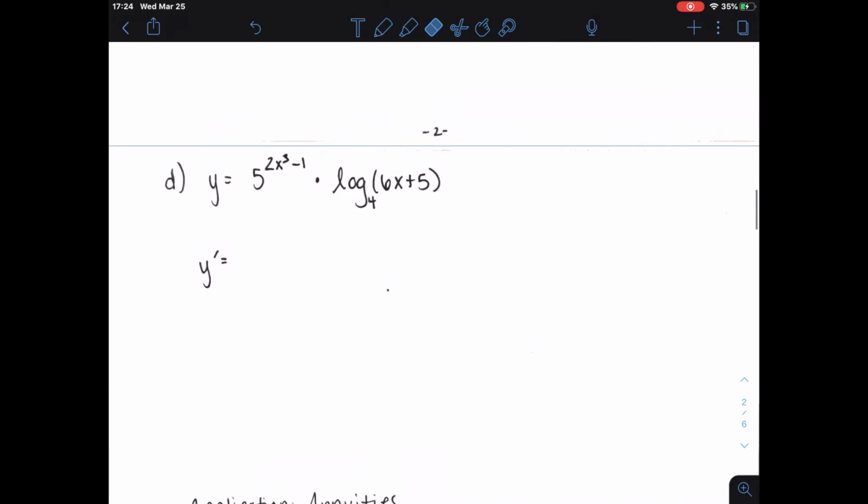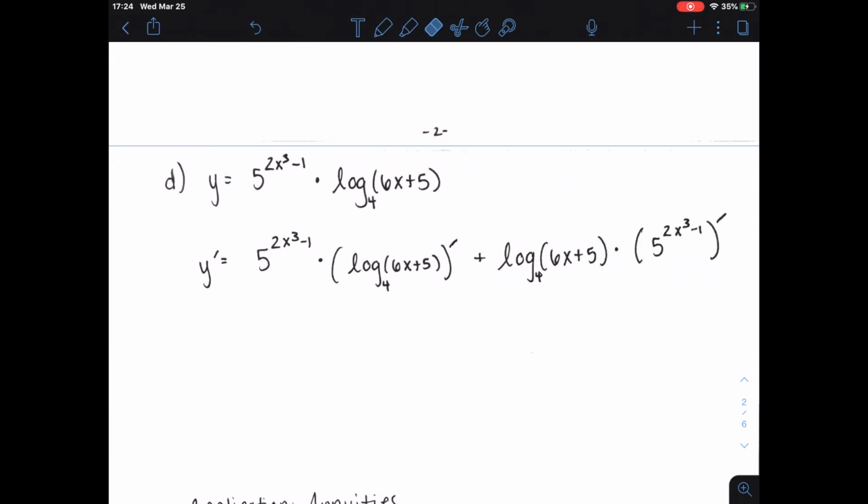Make it even more complicated. We've got the product of two functions. One of them is an exponential, one of them is a logarithmic. So we've got to go ahead and use product rule. So you get the first function times the derivative of the second, plus the second function times the derivative of the first. So for each of these, they have a base other than e, so we have to remember to attach the natural log of the base.